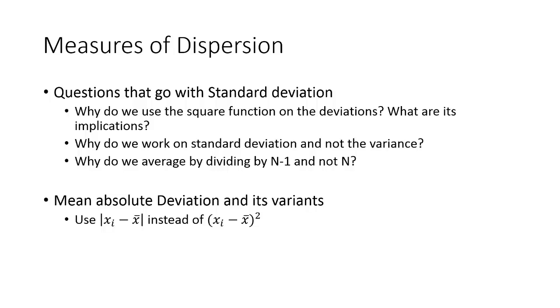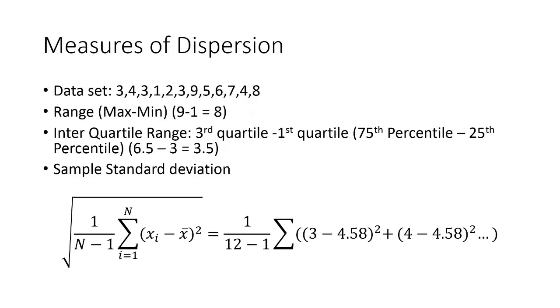Now, are there some implications of that? And the answer is yes, there are some implications. The implication is the effect that squaring has, right? So let's say you had two separate deviations of 1 unit each. So let's say you had two data points that signified a deviation of 1 unit.